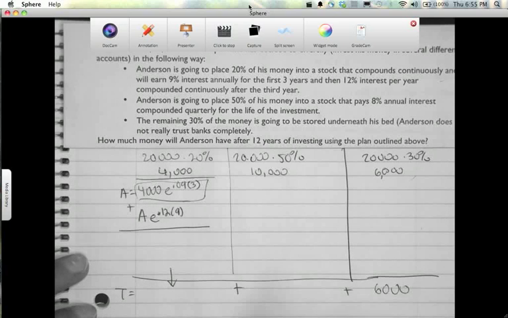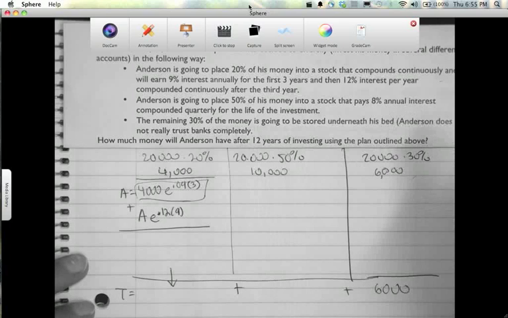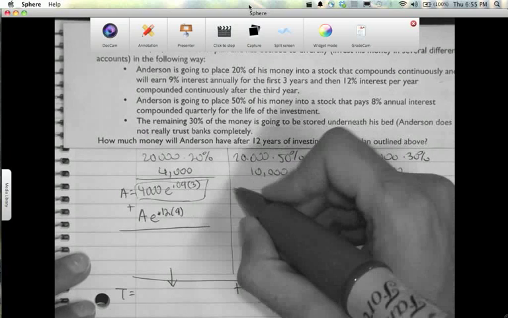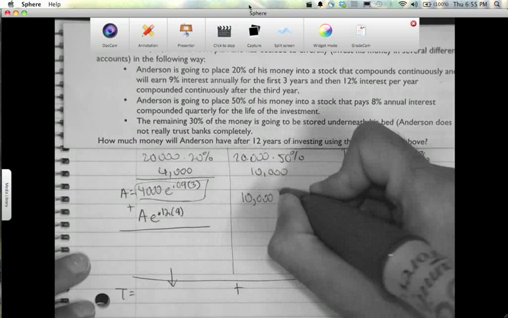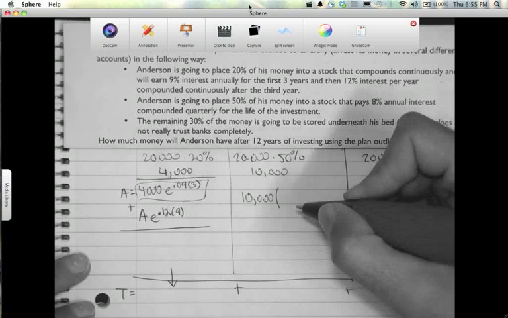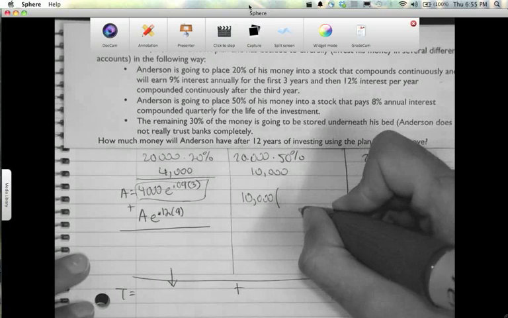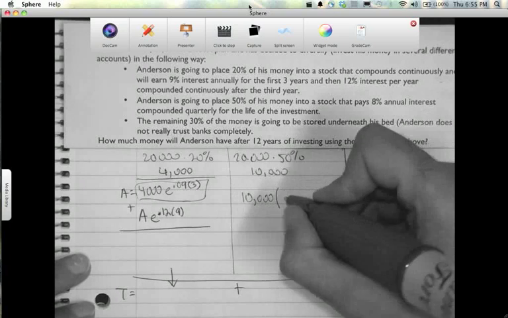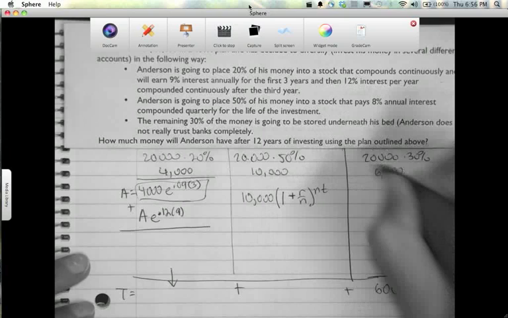The middle part of the problem says that half of his money is going to be in stock that pays 8% annual interest compounded quarterly. Compounding quarterly looks a little different. That looks like the whole thing where, okay, so it's $10,000 times, this is the discrete compounding model. So it's 1, listen carefully, 1 plus R over N, parentheses, to the NT power. Remember, this is the P, the principal. Let me just write that formula out first, and we'll fill in the blanks.